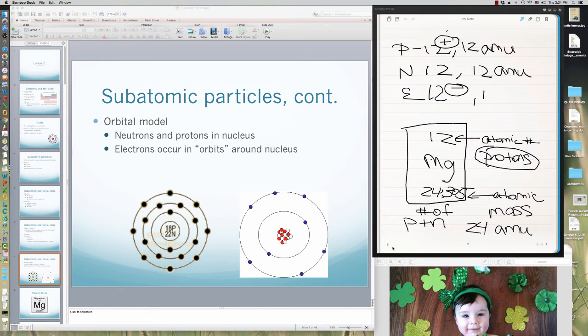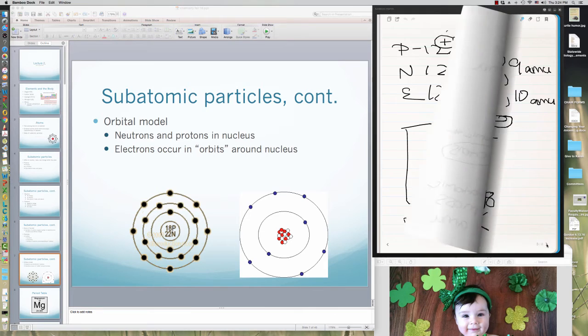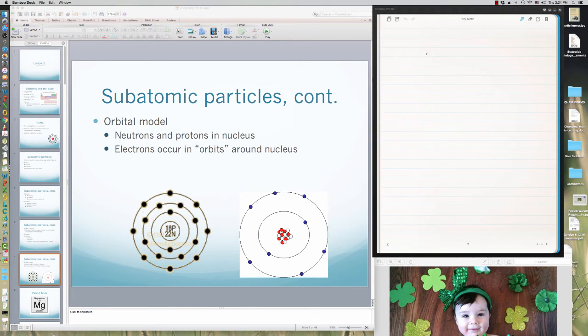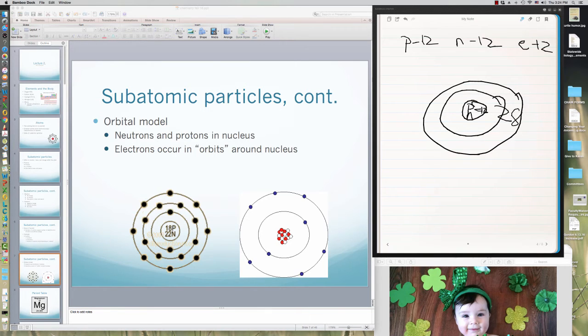So let's go back and look at this for magnesium. As a reminder, magnesium has 12 protons, 12 neutrons, and 12 electrons. So let's draw magnesium. So in the nucleus, you have your 12 neutrons and protons, and then you have your orbitals, and in the first one you have 2, and in the second one you have 8, looks like 28, but it's not, and in the outer one you have 2. So that's what the orbital model for magnesium would look like.